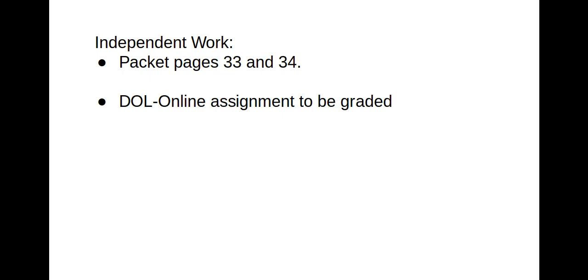Your independent work today is in your packet, pages 33 and 34. I believe you all have packets besides for 1 or 2 of you. So I've uploaded the packet pages as always for you guys. And your DOL today is the online assignment that will be graded. So everything that you submit online is graded immediately right when you submit it. And I put those directly in our grade book. That way we have grades for the 4th marking period.